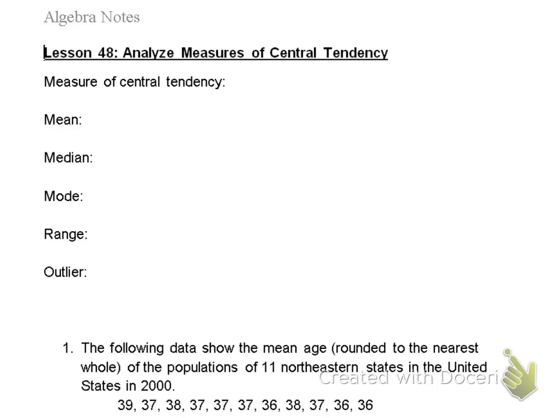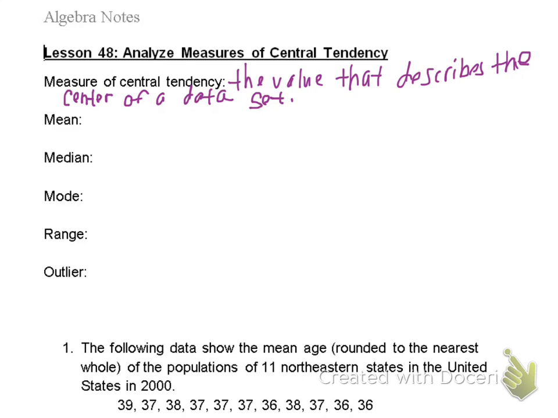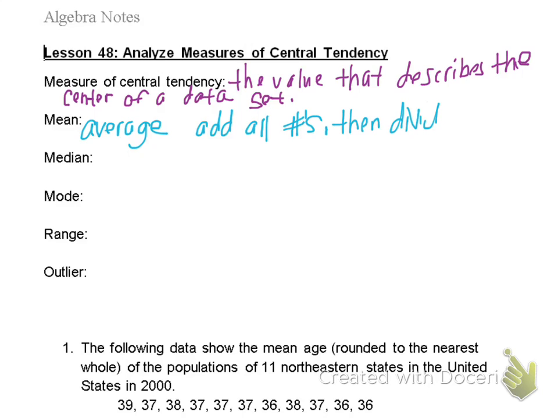First of all, a measure of central tendency, the definition, is a value that describes the center of a set of data. So go ahead and write that on your paper, the value that describes the center of a data set. Excuse my messy handwriting. And while you're writing that in, I'm going to write in the mean, which is another word for average, which we all know. And to find average, you add all the numbers and then divide by how many you added up, by how many values you added.